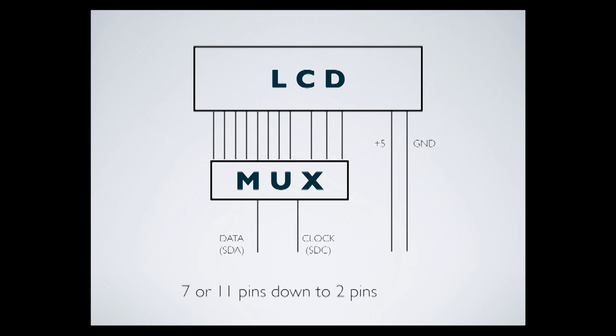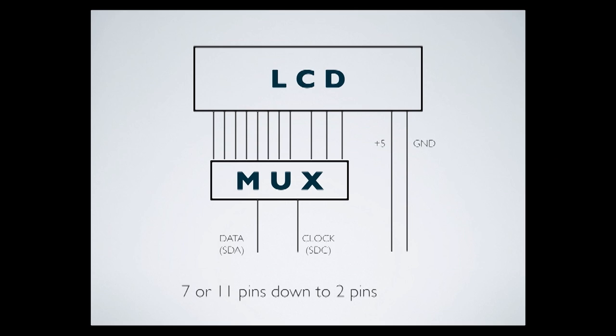Now you still need 5 volts and ground, but that doesn't really take up any of your pins. But that takes the 7 or the 11 pins of the 4-bit or 8-bit LCD that we used last week down to 2. So that frees up a ton of pins. Where it gets confusing is how do you communicate with the LCD? There aren't very many libraries out there, and the ones that I found actually didn't work very well.